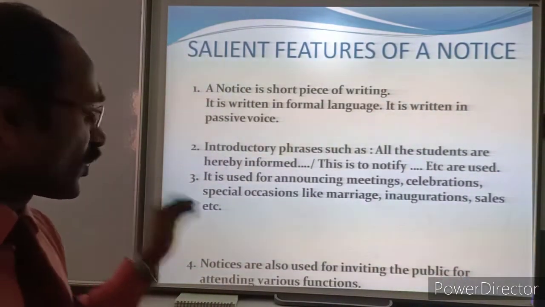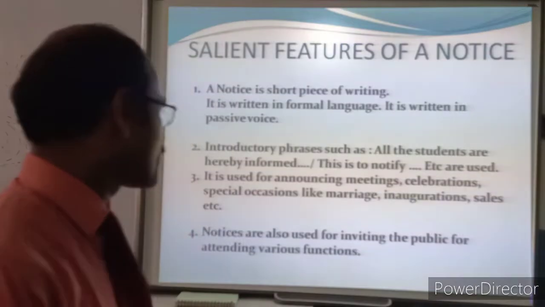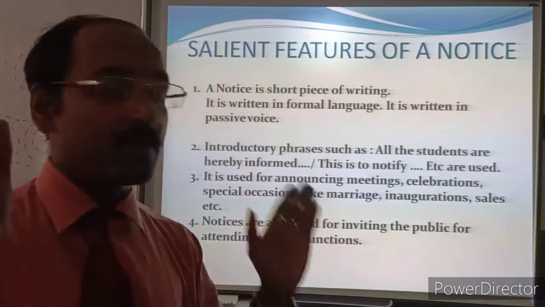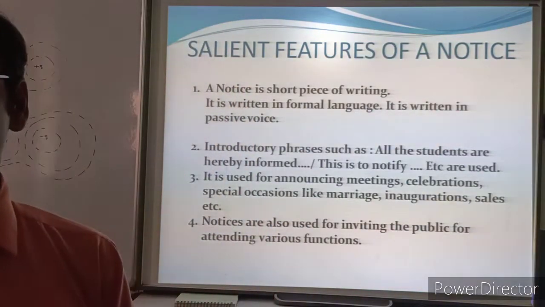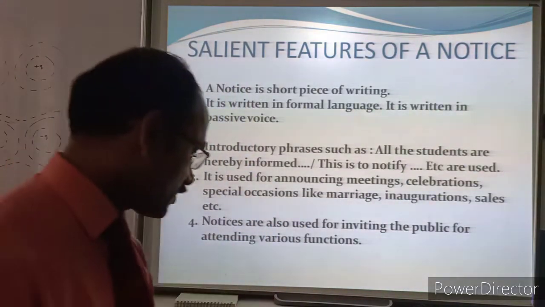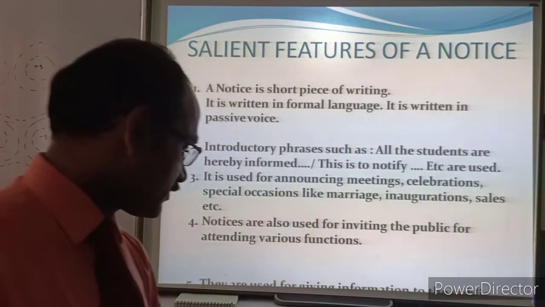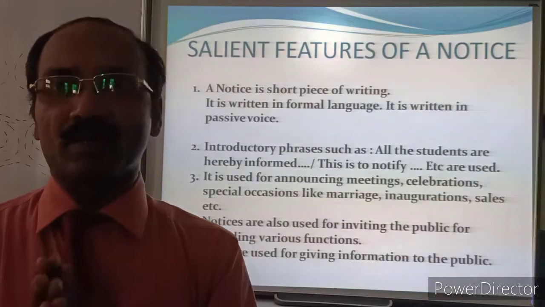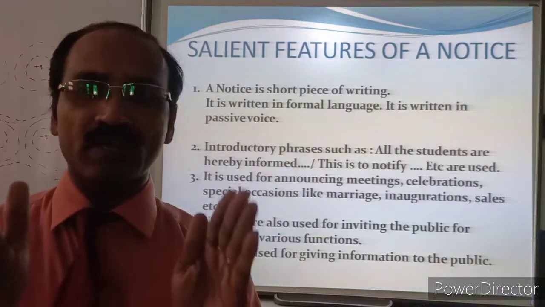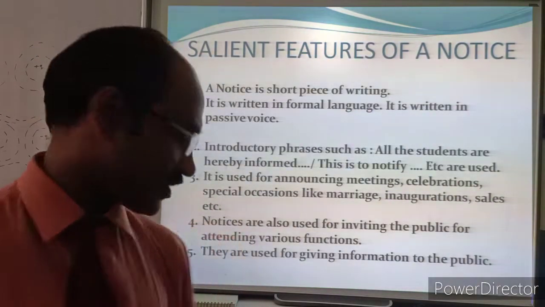Then notices are also used for inviting the public to attend various functions. Notices are also used for giving information to the public. Okay, now the format of notices.